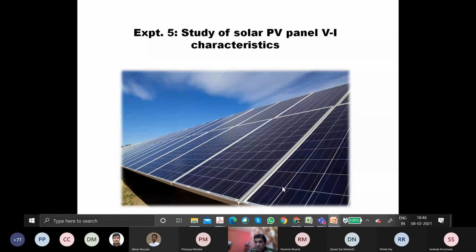So this rectangle is one cell. If you count, there are 72 cells. They are all series connected, and that makes one module. Then a series-parallel combination of these modules makes one array. So this whole picture is one array.